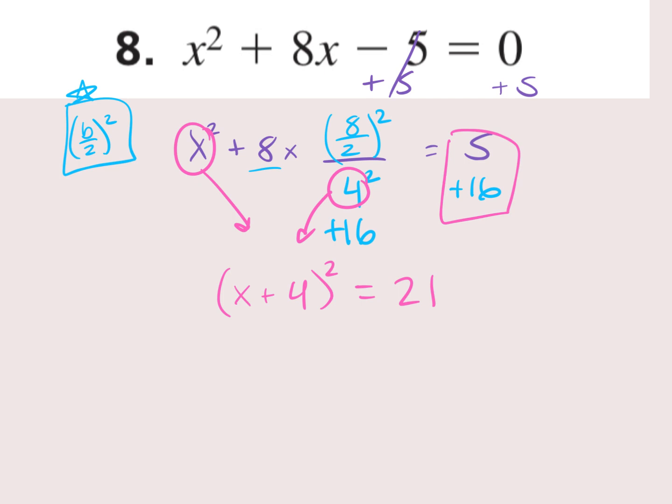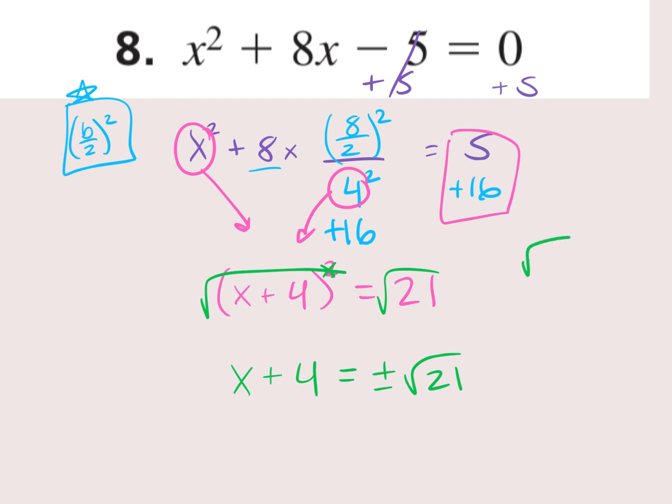All right, so we completed the square, and we got (x + 4)² = 21. Any questions on how we got here? Did everybody get this far? Awesome. What do we do next? Square root both sides. So, x + 4 equals plus or minus the square root of 21.